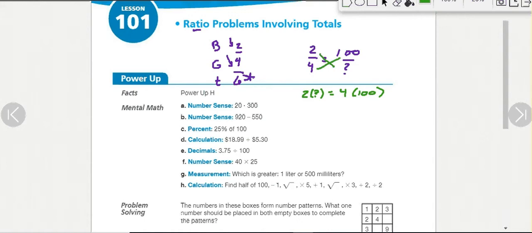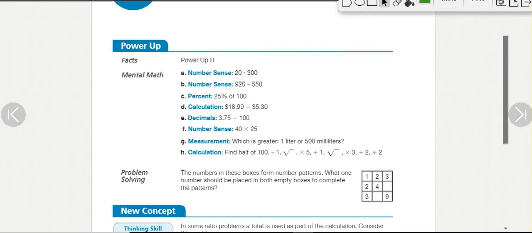Okay? And how do I find this number? First, let's multiply the right side. 400. 2 times I don't know. And then we divide the 400 by 2 to get the I don't know. So, in this case, this number is 200. Okay? Just some basic things to help prepare you. We're going to do a couple examples.